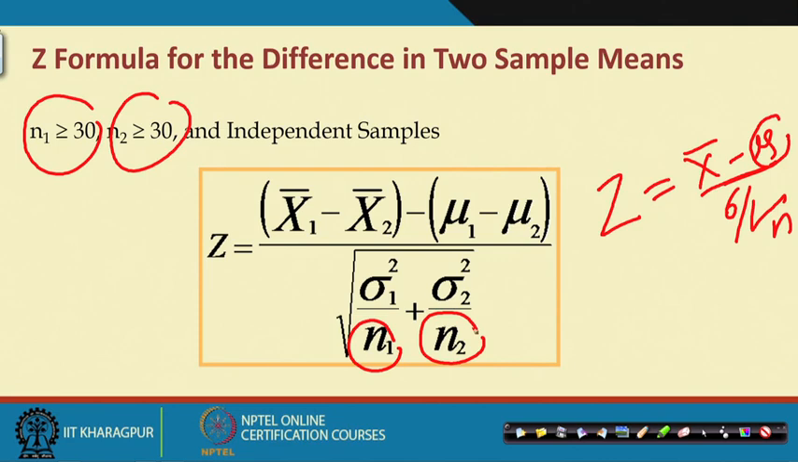So, as a result, the Z has the same structure, but it is restructured as per the particular requirement, and that too for a two sample case, where we have two different sample means, two different population means, and two population standard deviations. Accordingly, we are just restructuring the particular process.